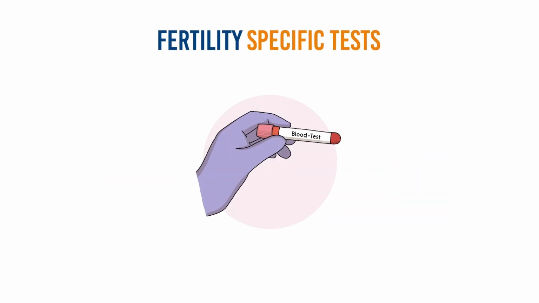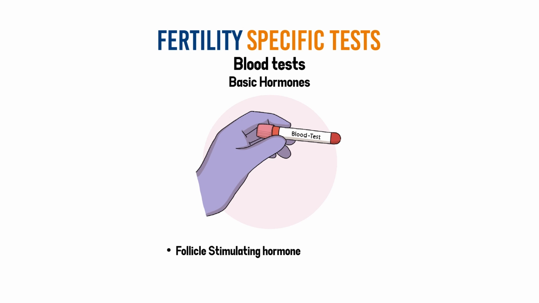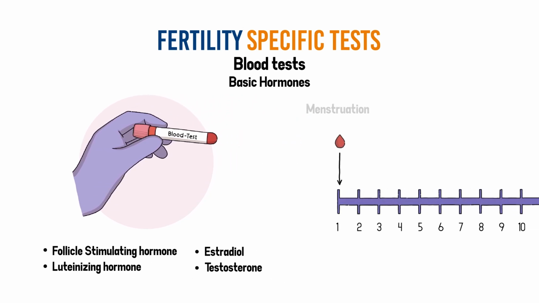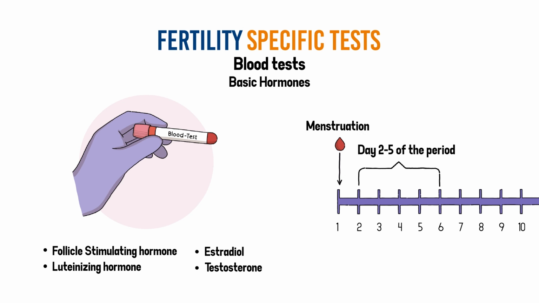Next, fertility-specific tests are done to look for causes of infertility. These take the form of blood tests for basic hormones like follicle-stimulating hormone, luteinizing hormone, estradiol, and testosterone. These tests are taken during day 2 to 5 of the period. The levels of these hormones provide the baseline information on how the brain signals are passed to the ovaries to determine if there are any abnormal levels of hormones which suggest problems with ovulation, hormone imbalances, or menopause.